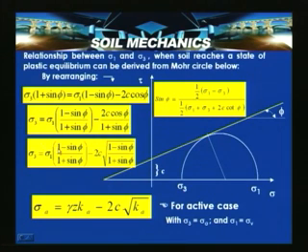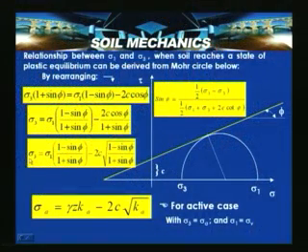Now, in the active state of plastic equilibrium, if this equation is valid, then sigma 3, being the minor principal stress in the active state, the active earth pressure being minor, becomes sigma A, and sigma 1 becomes sigma V, which is the major principal stress in the active state of plastic equilibrium. With this we get sigma A is equal to gamma z Ka minus 2c root Ka. So this is the equation for the active case, with sigma 3 equal to sigma A and sigma 1 equal to sigma V for the active state of plastic equilibrium.